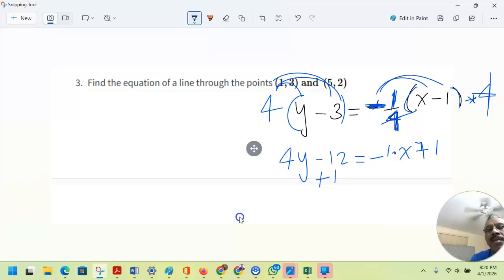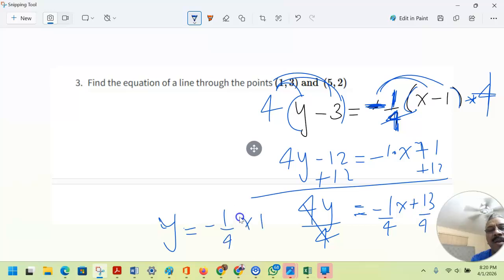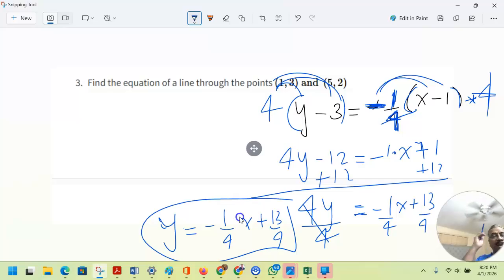And then add 12. So there are different ways to do this. And your 4y is minus 1x plus 13, and then divide everywhere by the division property of equality. This crosses out and you get y equals minus 1/4 x plus 13/4. So even though I took a little longer, I hope I'm making sense to you.